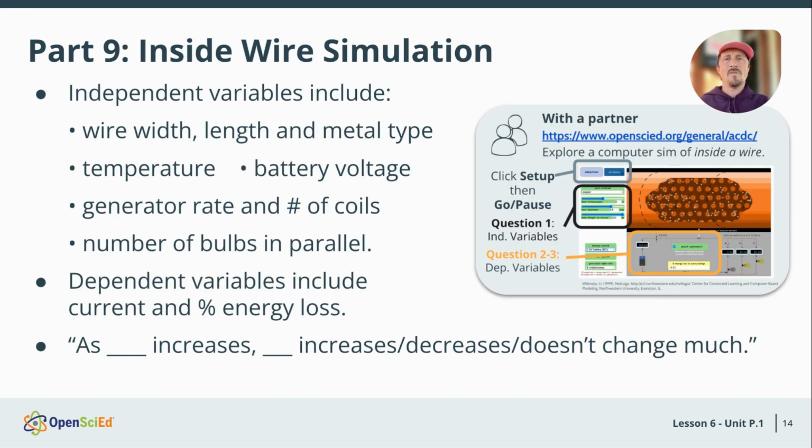On day 2, we turn to a simulation of particles inside wires. We can change things like width and length and metal type and temperature of the wire, and we look at the effect this has on energy loss. So our focus is on finding relationships in the format that you see here at the bottom of your screen. For example, as wire length increases, percent energy loss increases.